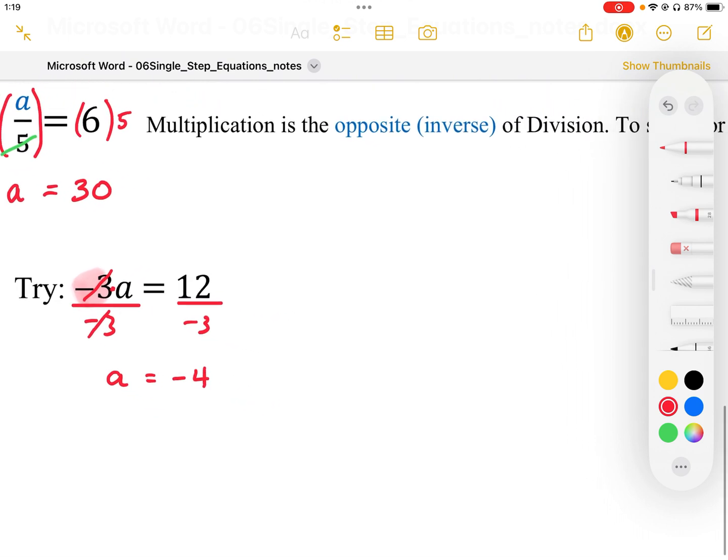Now I can check this by putting it back in. So negative 3 times negative 4. That's a double negative, which means it's a positive. So I get positive 12 equals 12. Yep, that works. That's a good answer.